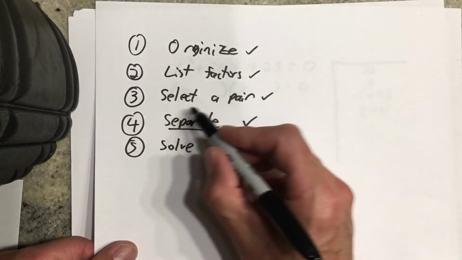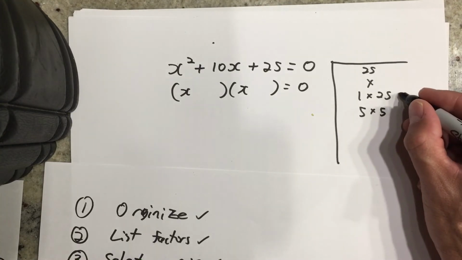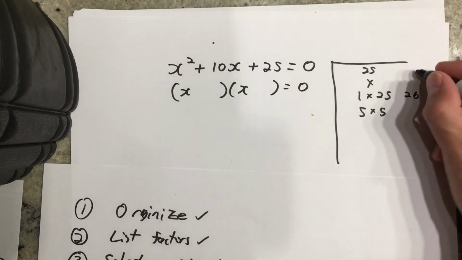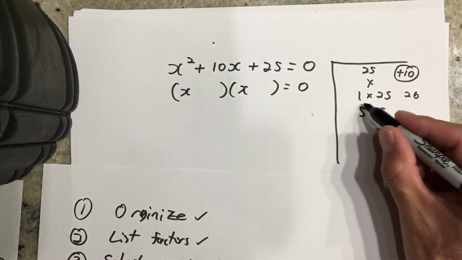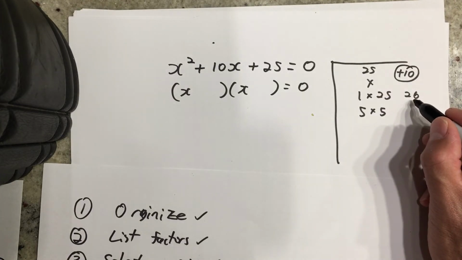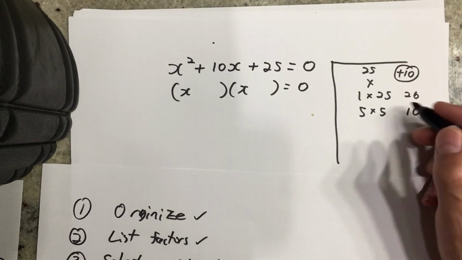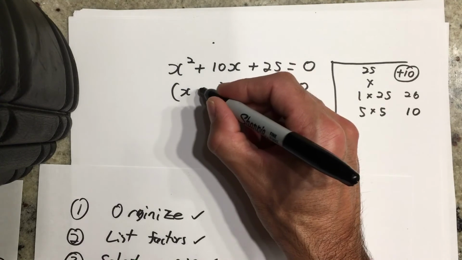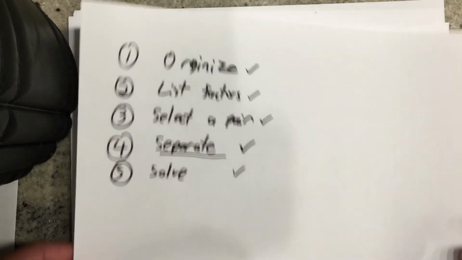I'm now going to select a pair of them. 1 plus 25 is equal to 26. Remember, I want to add to 10. 1 plus 25 is 26, so that's no good. 5 plus 5 is 10. That's going to work. So I have plus 5 and plus 5.